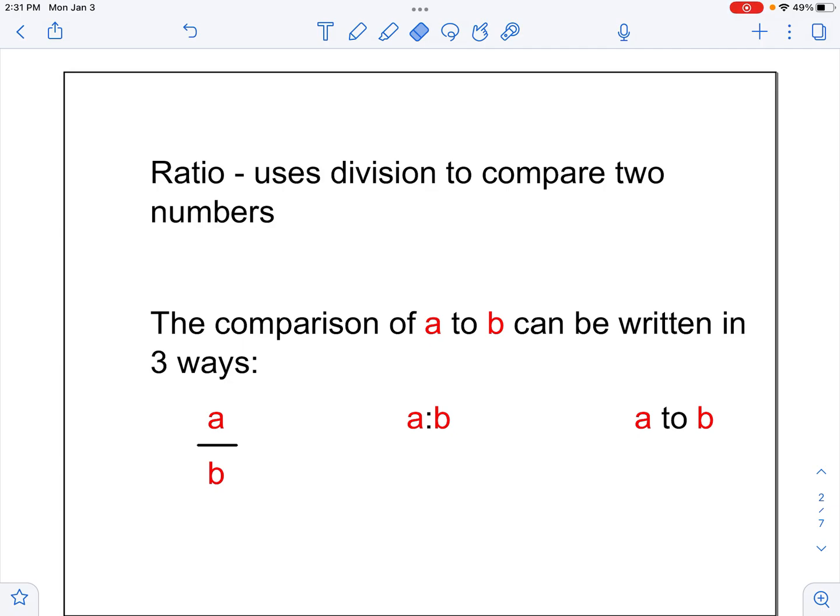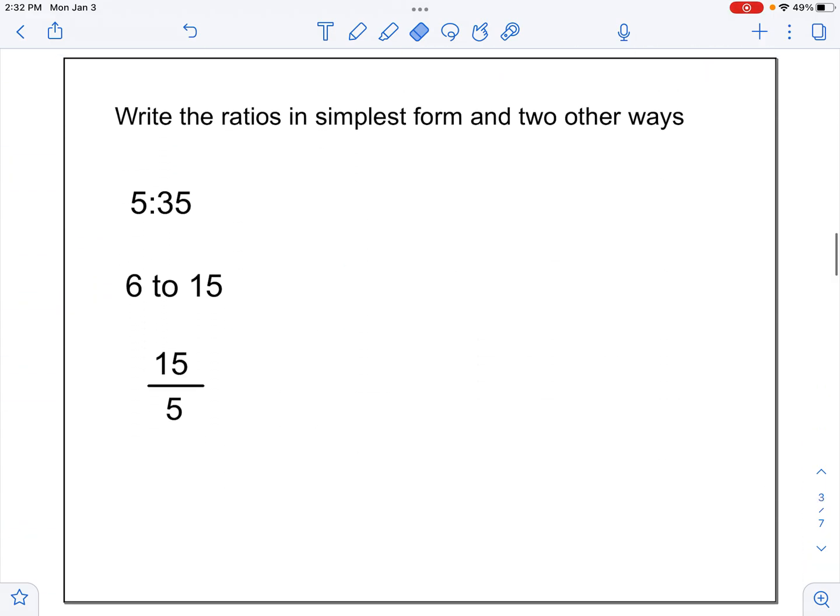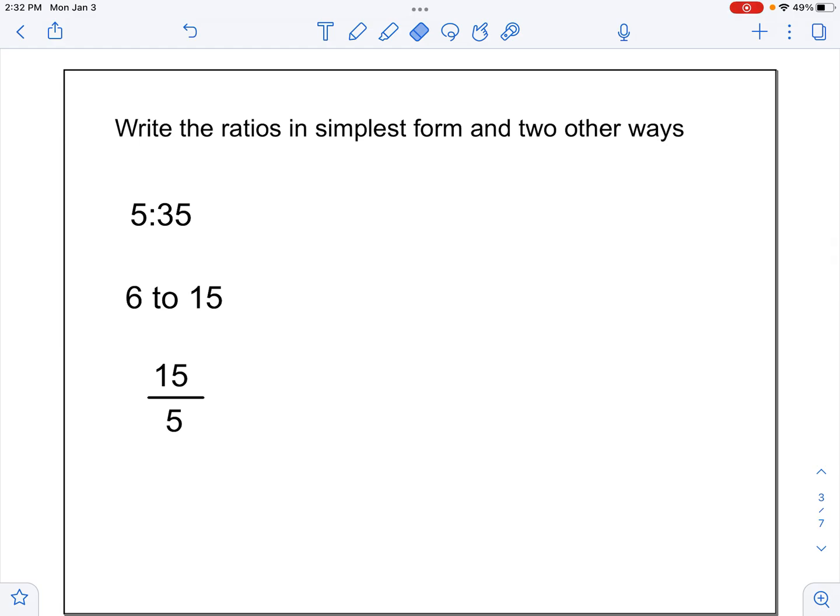A to B can be written as a fraction with A as the numerator, B as the denominator. A to B can be written with A and B with a colon in between. And then A to B can also be written just like that, A to B. Sometimes the word "to" can be different, but generally you're going to see that "to." The thing about writing a ratio is you need to write them in simplest form.